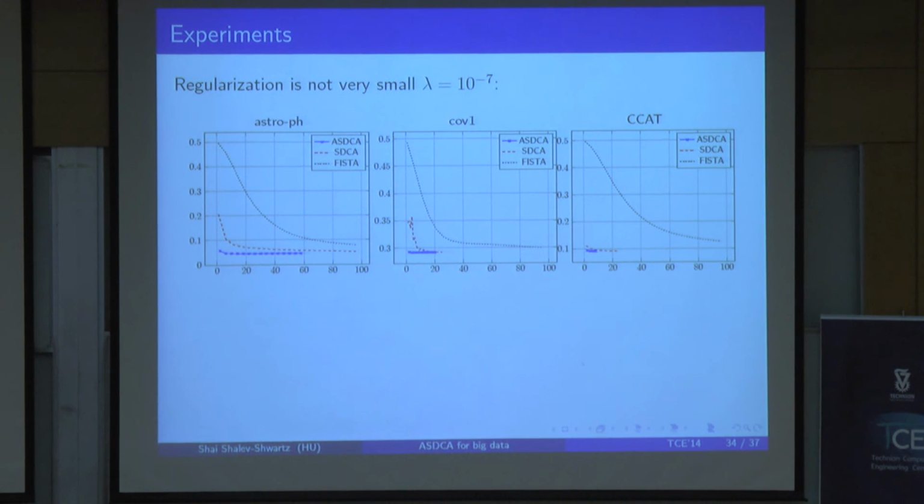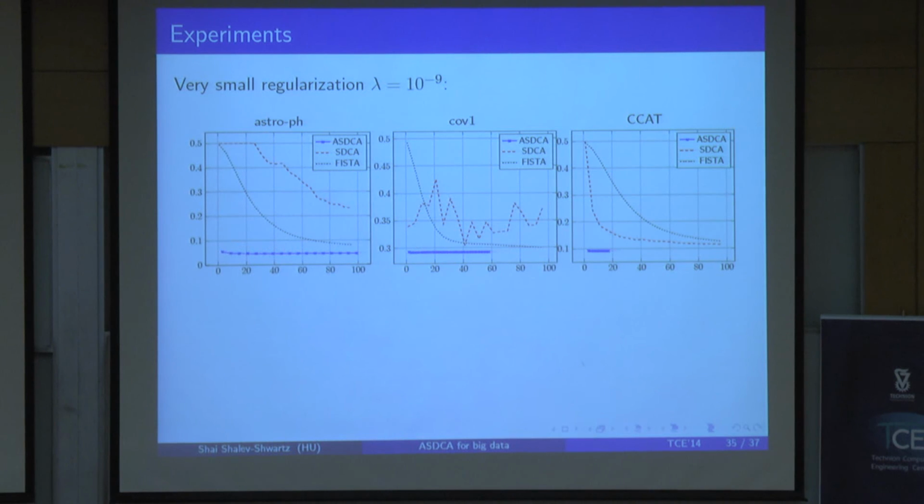So what I'm going to show is the situation where lambda is not very small and the situation when lambda is very small. So lambda of 10 to the minus 7 is not very small. In this lambda, even SDCA is better than FISTA, as you can see. And accelerated SDCA is much, much better. And in fact, you can see that in all of these data sets, very few passes over the data gives you a very accurate solution to the optimization problem, except the astrophysics data set, the leftmost one, which is very small in terms of the number of examples. So it's not surprising that we need a few more passes over the data.